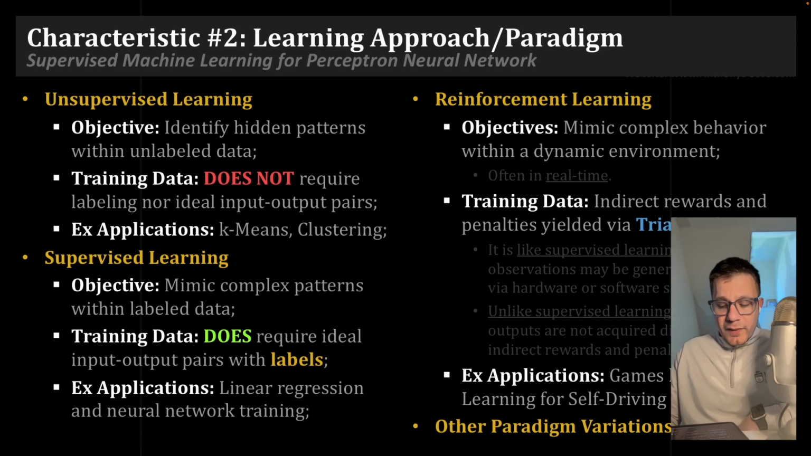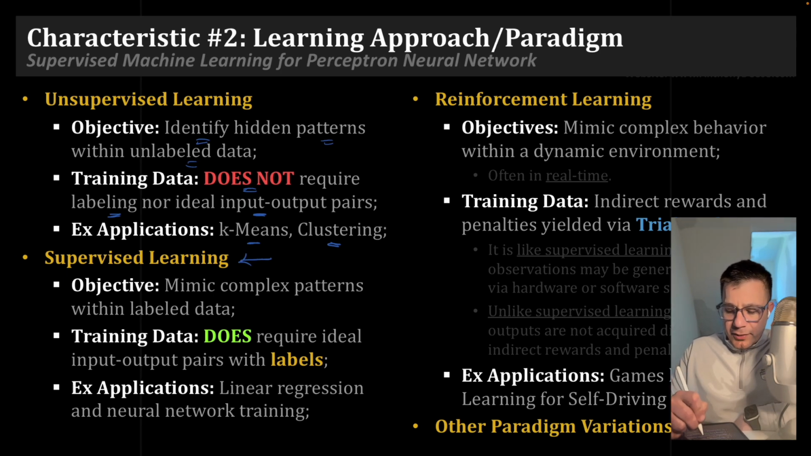One is unsupervised learning. The objective is to identify hidden patterns within unlabeled data. The training data for an unsupervised learning algorithm does not require labeling nor ideal input-output pairs. An example application would be the k-means clustering algorithm, or really any clustering algorithm. The second learning approach or paradigm that we look at is supervised learning.